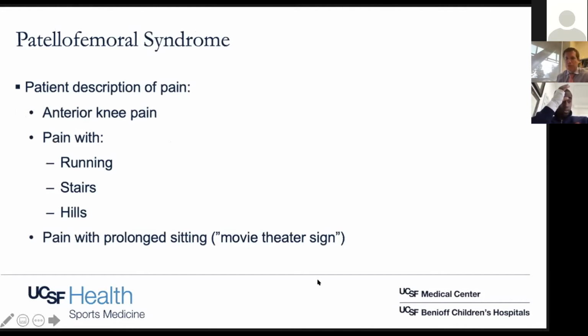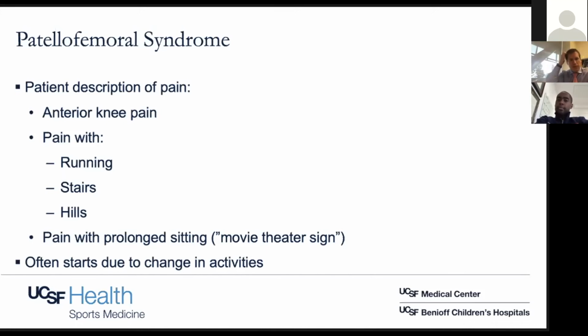Yeah, perfect. So this is anterior knee pain, like you said, stairs, hills, running, and then they'll often have pain with prolonged sitting. That's the movie theater sign: I sit for a couple hours, my knee really starts to hurt, I need to get up and move it. Usually this is all pointing you towards patellofemoral pain. It can often start with a change in activities or decreased conditioning, and then trying to ramp up with something new.